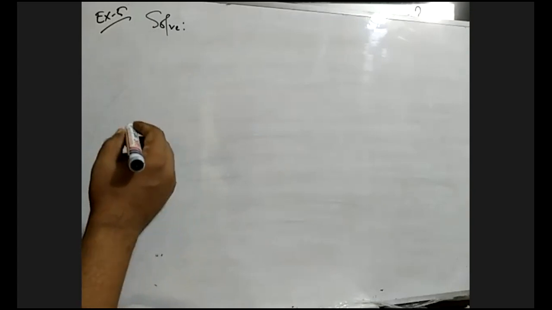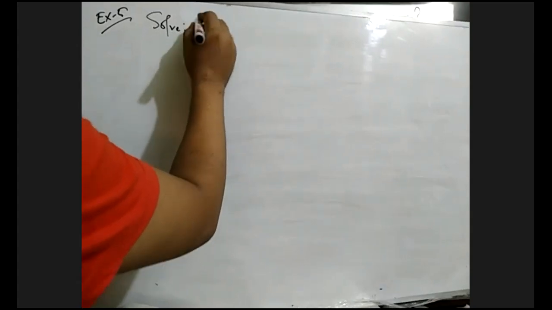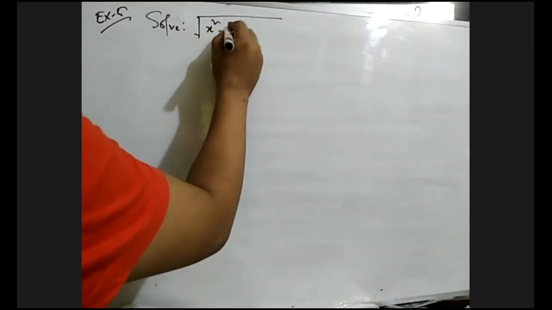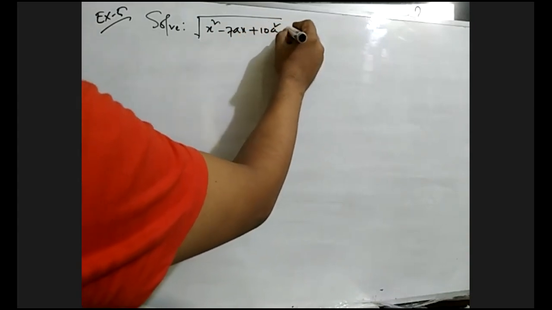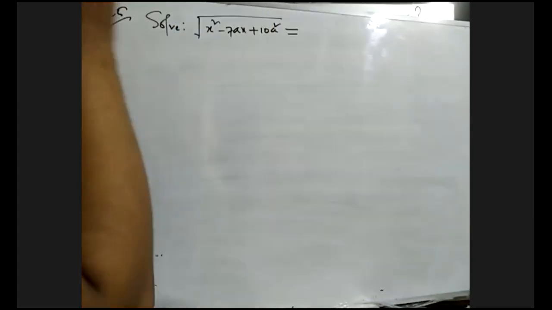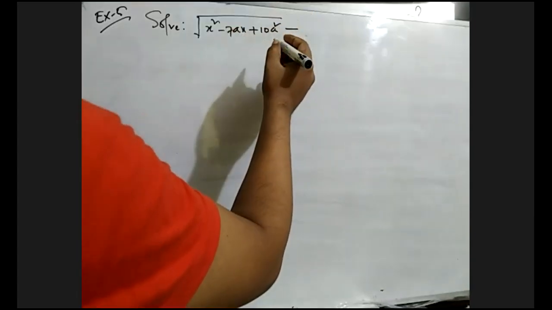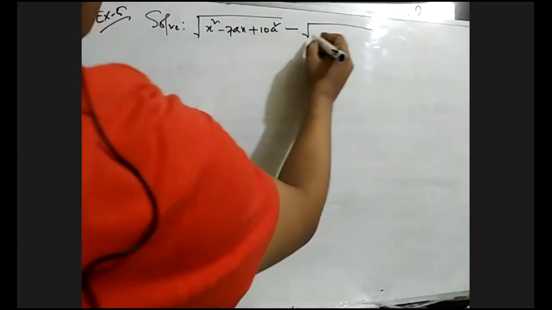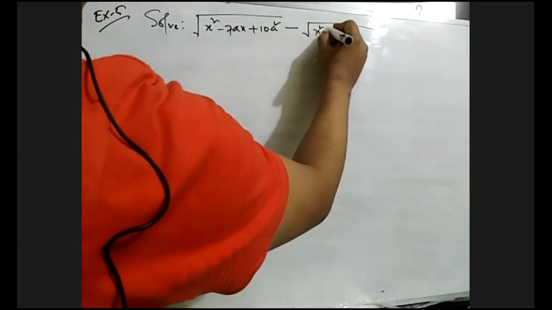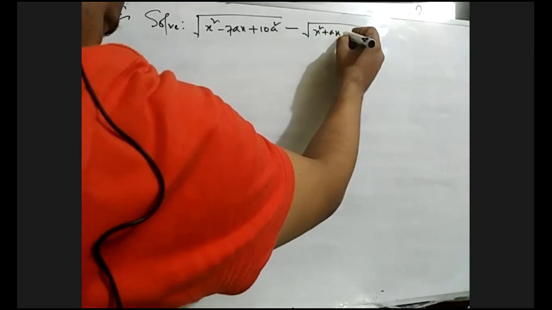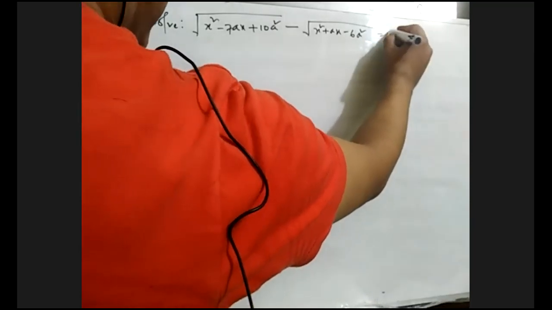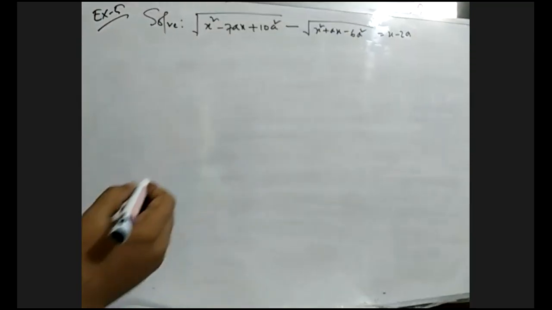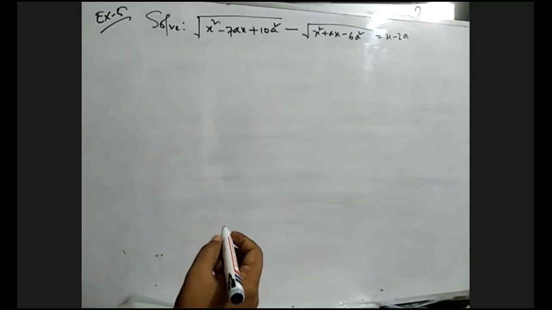Another example 5. Solve square root over x square minus 7ax plus 10a square equals, sorry, there will be minus, square root over x square plus ax minus 6a square. A square equals x minus twice a. We have to find the real solution of this given equation.